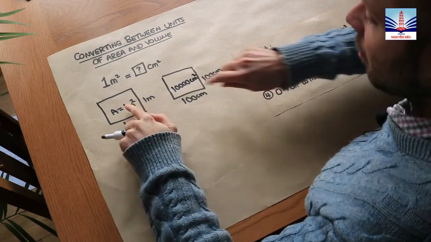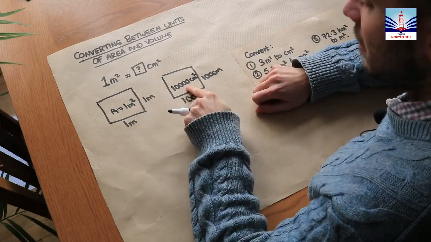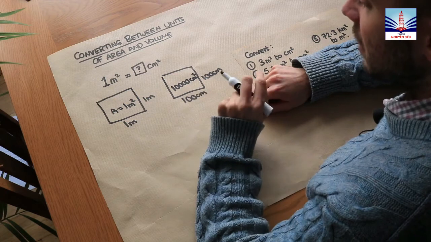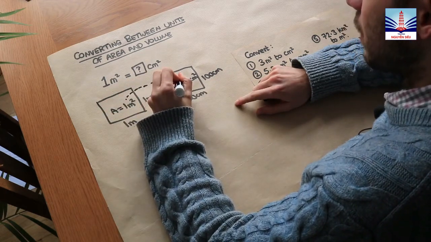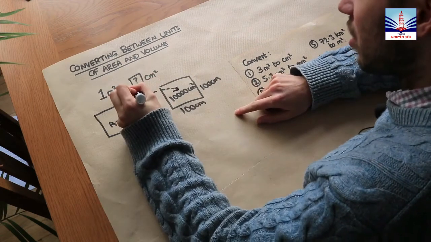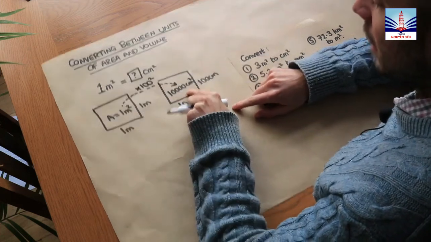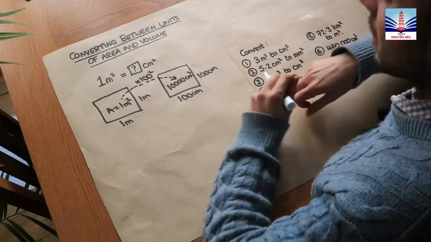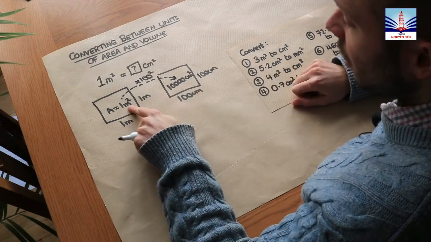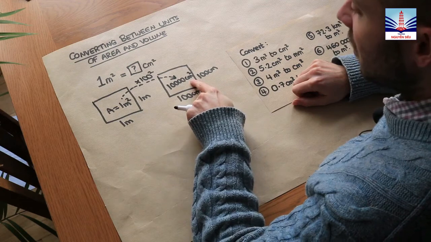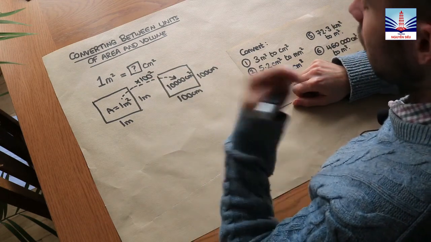So we can see therefore, because these two squares have the same area, 1 meter squared is the same as 10,000 centimeters squared. So it seems that we don't times by 100 to get from meter squared to centimeter squared. We actually times by 100 squared. So 1 times 100 squared would give you 10,000 centimeters squared. And it would be exactly the same if we were going from 1 meter cubed to centimeters cubed. We would multiply by 100 cubed instead of 100 squared.